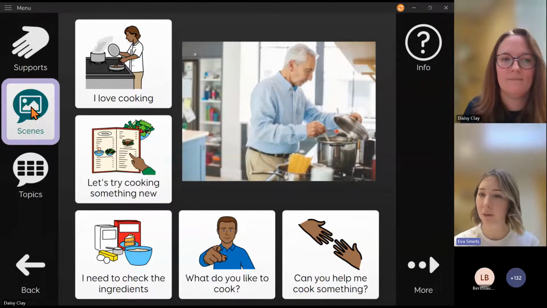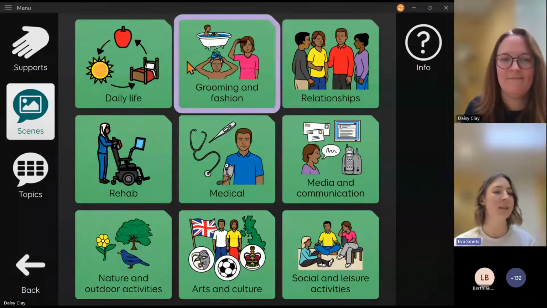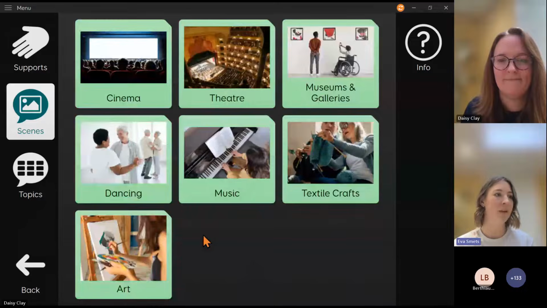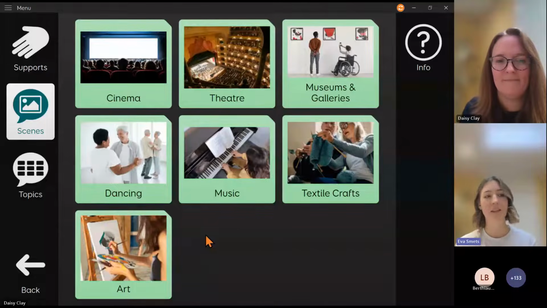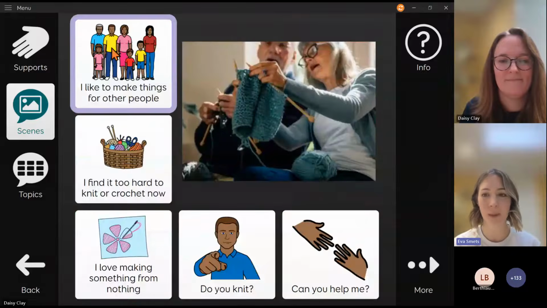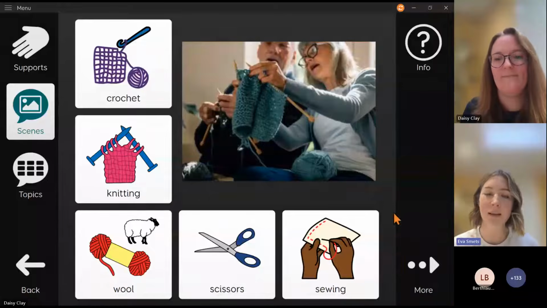So at the moment we're in cooking, which is in daily life, but we've also got scenes to support people's hobbies. Perhaps they're into arts and culture. Arts and culture. And they might want to talk about textile crafts. Maybe they're into knitting and crochet. Textile crafts. And the research shows that scenes work best when they are personalised.